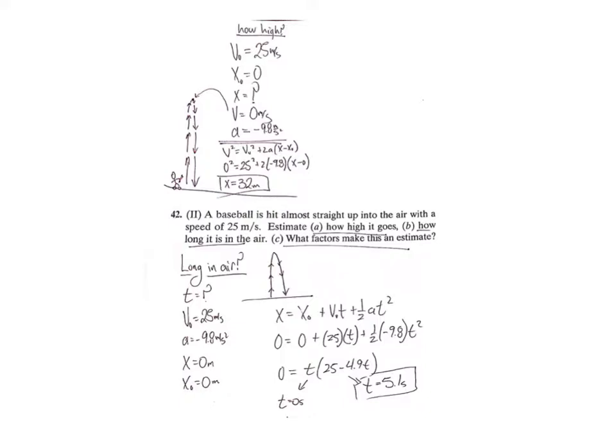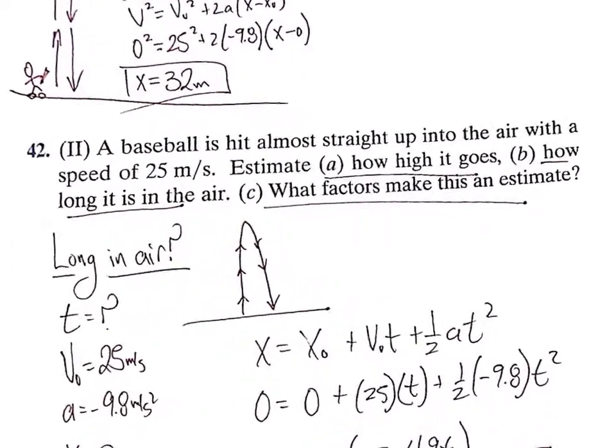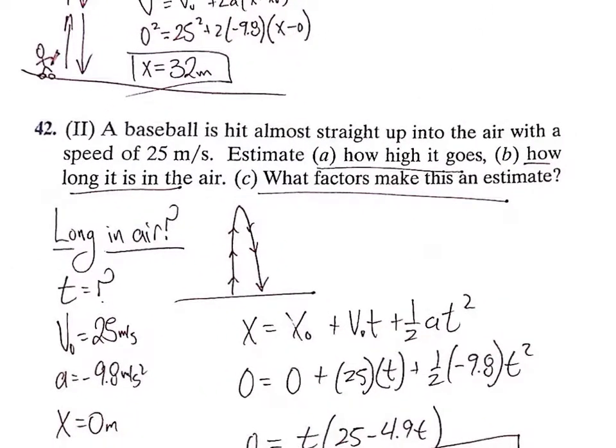Okie doke. So additional practice with equation of motion questions. Question 42 says a baseball is hit almost straight up into the air with a speed of 25 meters per second. Estimate how high it goes, how long it's in the air, and what factors make this an estimate, which is basically air resistance.